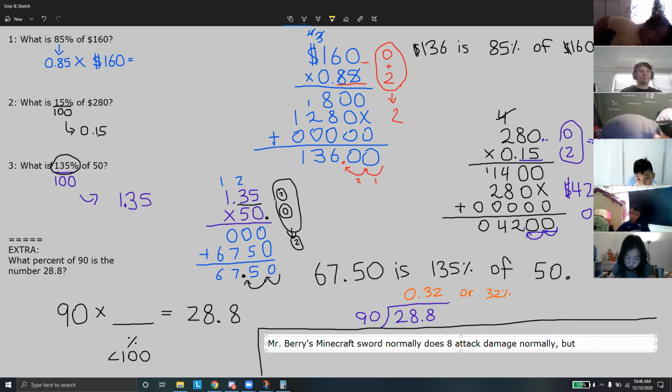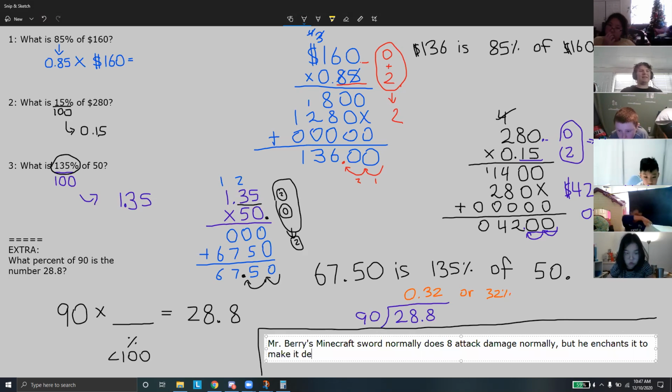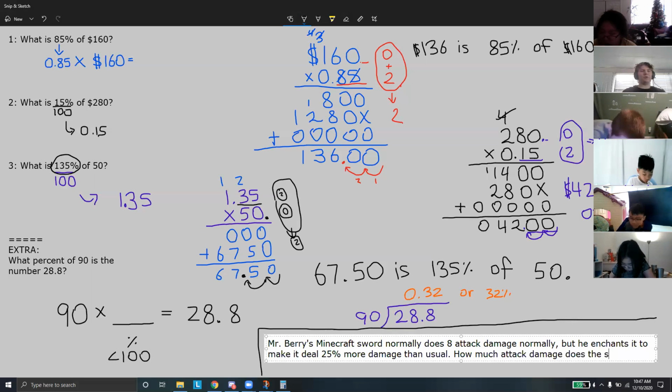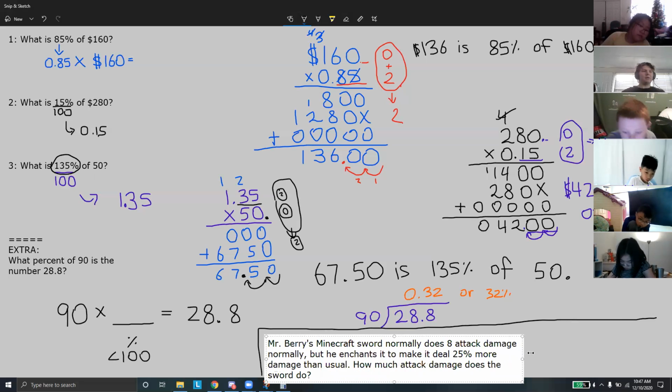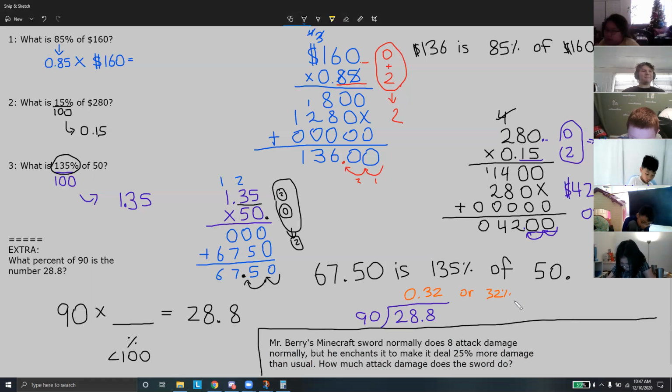But he enchants it to make it deal 25% more damage than usual. How much attack damage does the sword do? Do the math, students. I think I can do this one in my head. It's alright, I just want you guys to write it down. I'm not expecting you guys to do it.